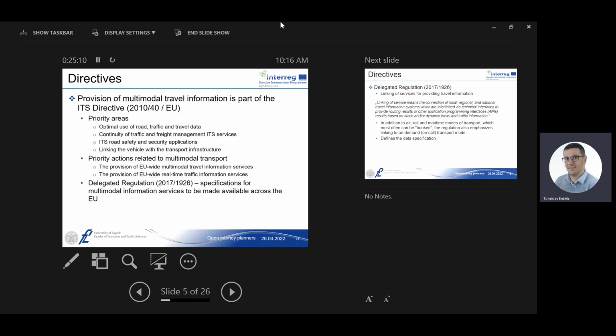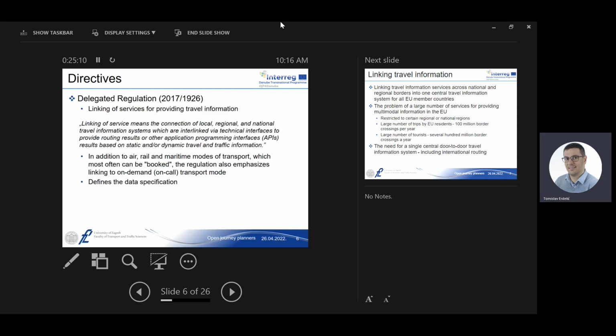So it says linking of services means that connection of local, regional, and national travel information systems, which are interlinked via technical interfaces to provide routing results or other application programming interfaces results based on static and or dynamic travel and traffic information. So what is the idea of this directive? The idea of this directive is to connect all of the local journey planners in the European Union. For example, local journey planner in Zagreb, all of the local journey planners in the EU.